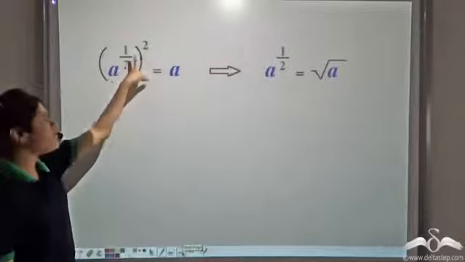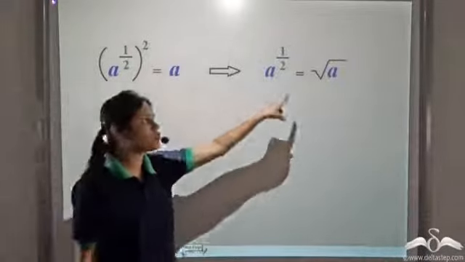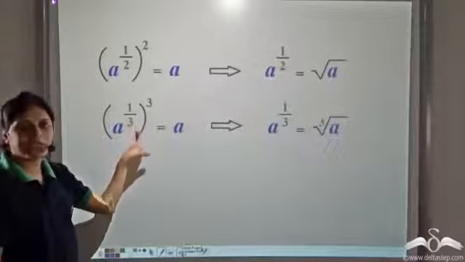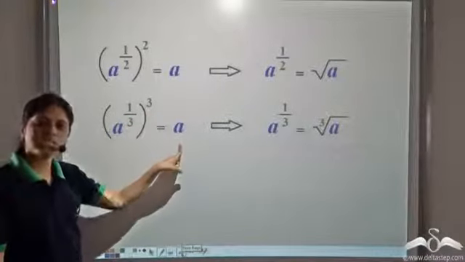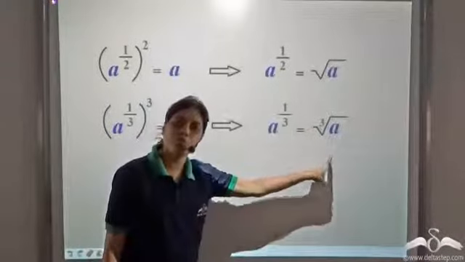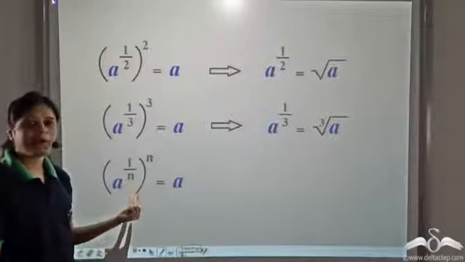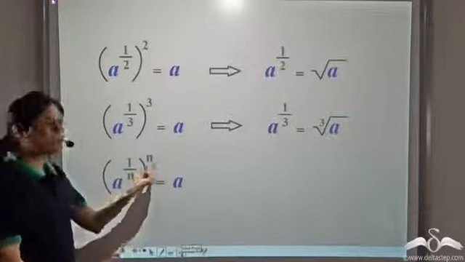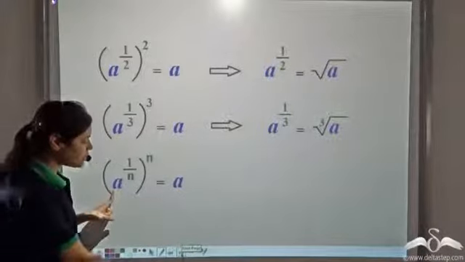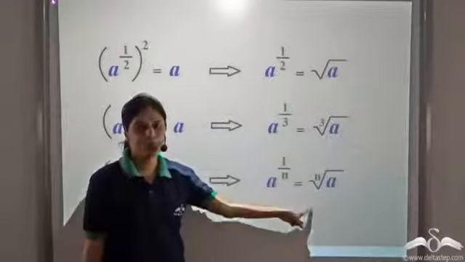So a to the power 1 by 2 when squared gives us a. So it is the square root of a. A to the power 1 by 3 when cubed gives us a. So we can say that a to the power 1 by 3 is the cube root of a. Similarly, a to the power 1 by n, whole raised to the power n, gives us a. So we can say that a to the power 1 by n is the nth root of a.